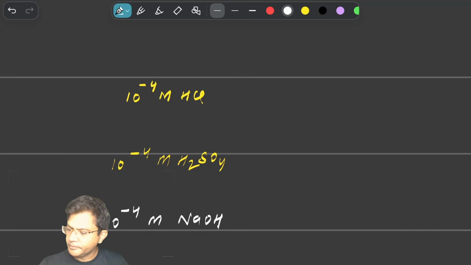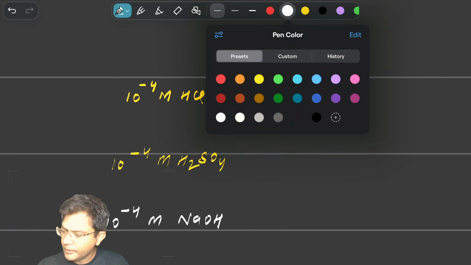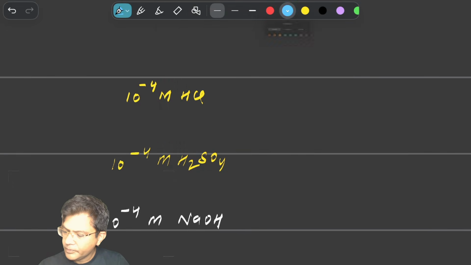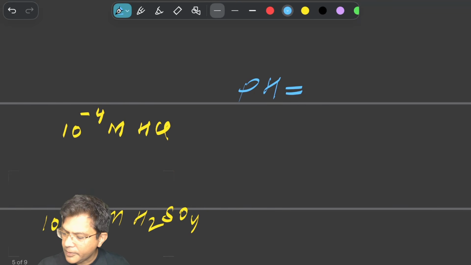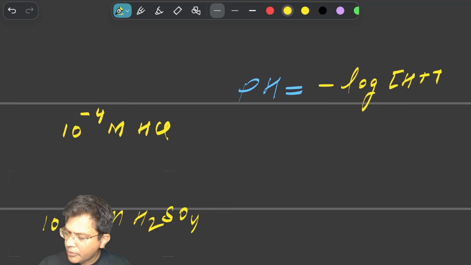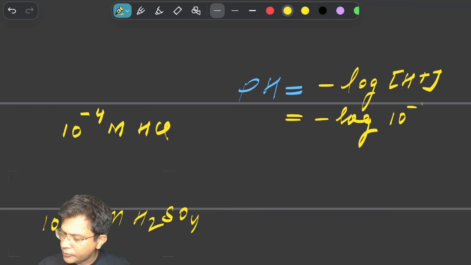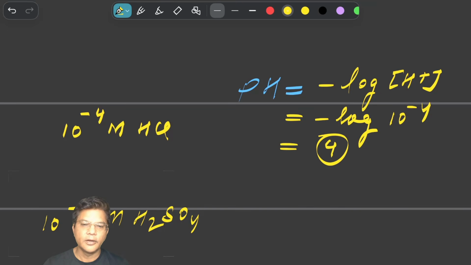So the first one, simply you can say its pH is whatever the power is, or you can directly solve like this: pH is equal to minus log of H plus concentration, as we know. So minus log of 10 raised to power minus 4, minus minus, so it will become 4. Log 10 is 1, so 4.